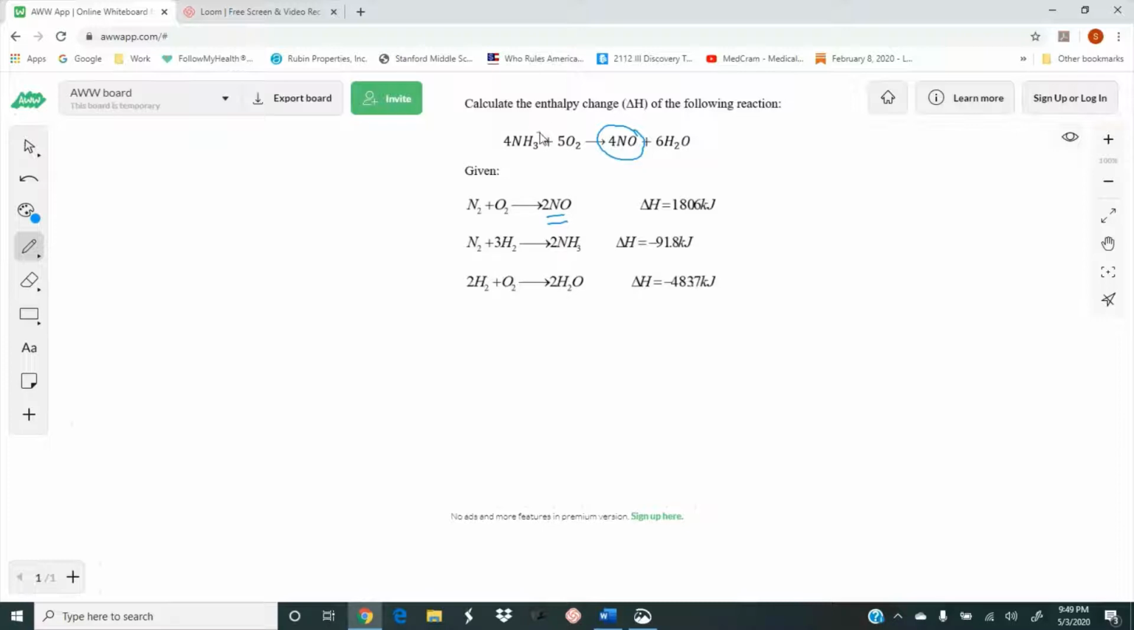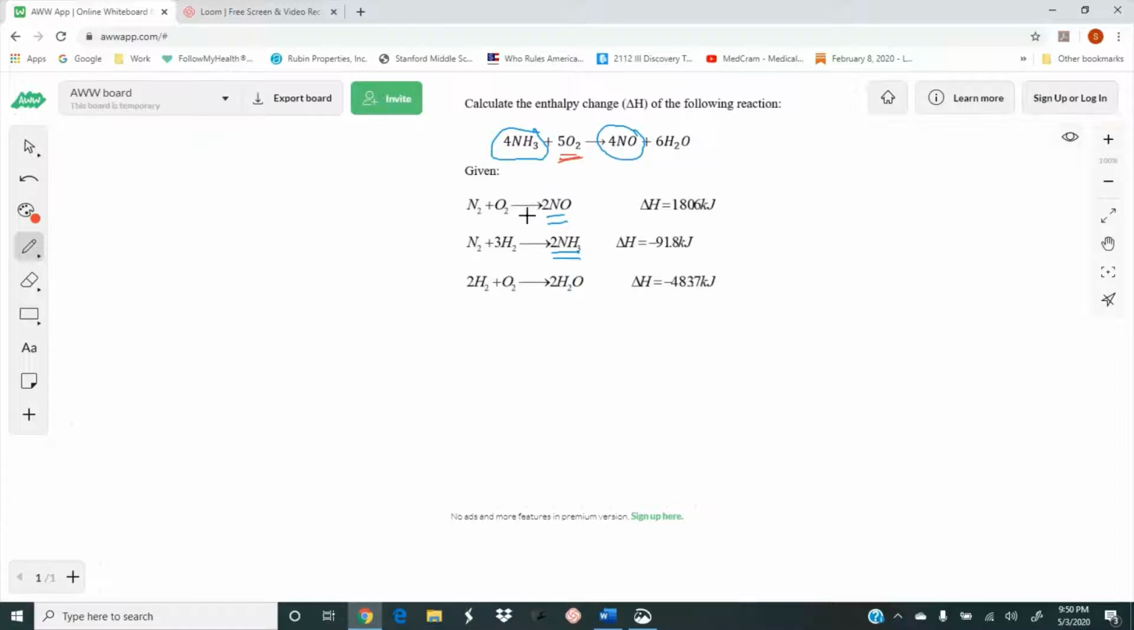We're also trying to get 4 NH3s on the left. And you can see that this is the only place right here where we can have NH3s. So the first equation does not have any NH3s, the third one doesn't have any NH3s. The only way you get 4 NH3s on the left is to take this equation and flip it, which puts 2 NH3s on the left. But since we want 4 of them, we're also going to have to multiply it by 2. Okay. Now you're going to notice, and I'm going to change the color right here to show you something a little different. We also want 5 O2s.